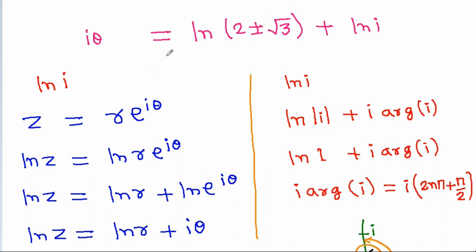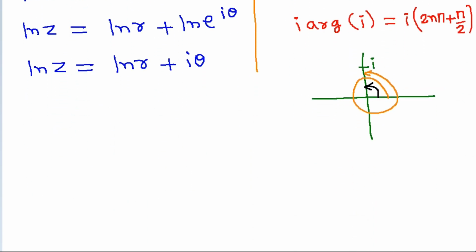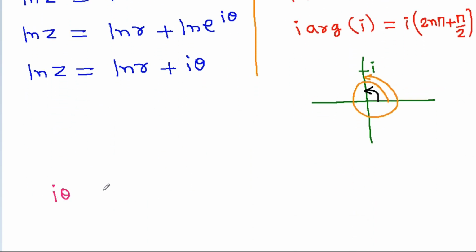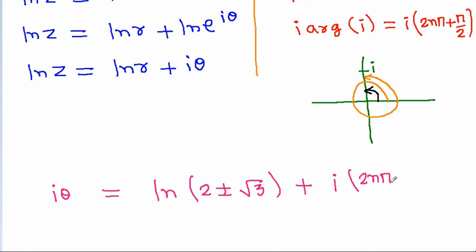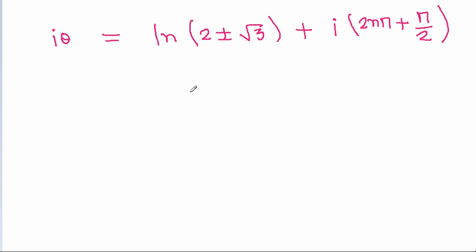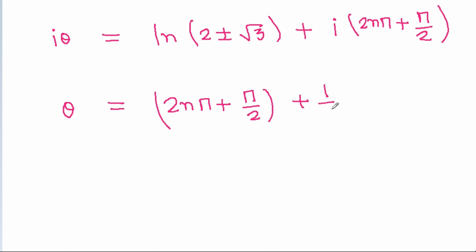And we have i theta is equal to ln of 2 plus minus root 3, plus ln i. So we get i theta is equal to ln of 2 plus minus root 3, plus ln i, which is i times 2n pi plus pi by 2. And now if we divide by i, then we get theta is equal to 2n pi plus pi by 2 plus 1 by i times ln of 2 plus minus root 3.